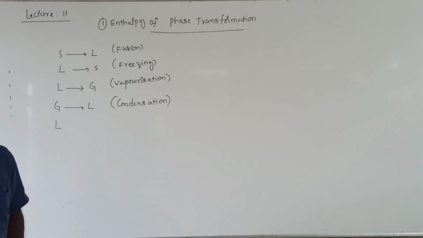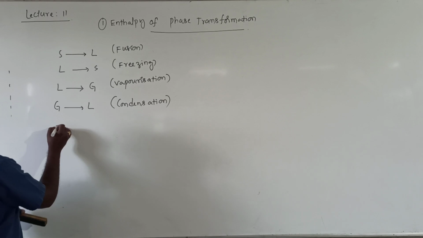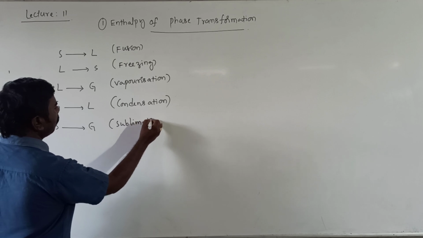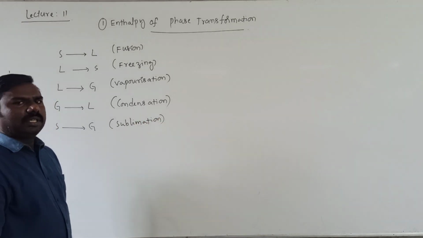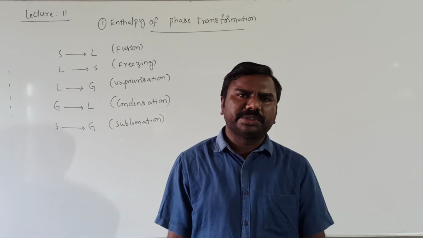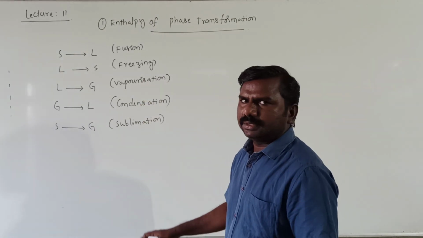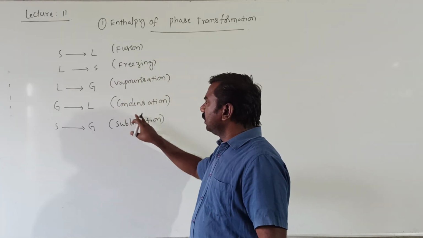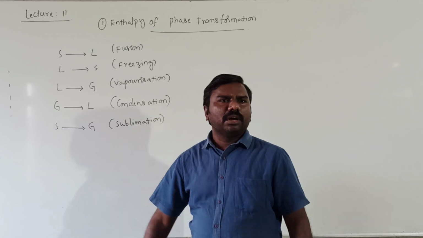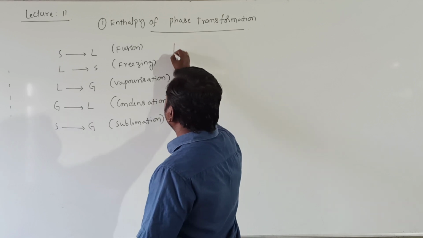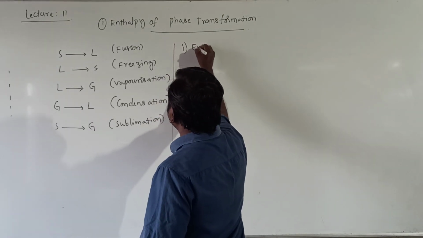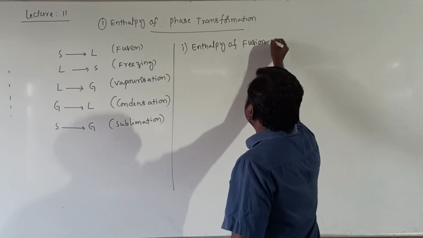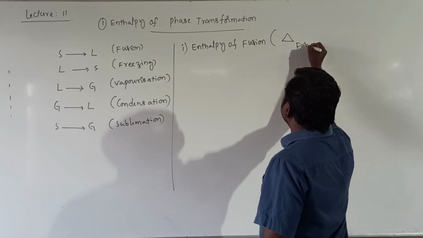Next, solid to gas is called sublimation. Gas to solid is called solidification. So these are the different processes: enthalpy of fusion, enthalpy of freezing, enthalpy of vaporization, enthalpy of condensation, enthalpy of sublimation. Now I will discuss one by one. First one is enthalpy of fusion, that is delta H fusion.